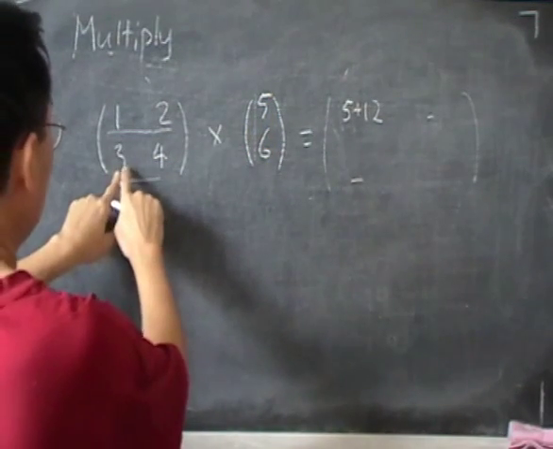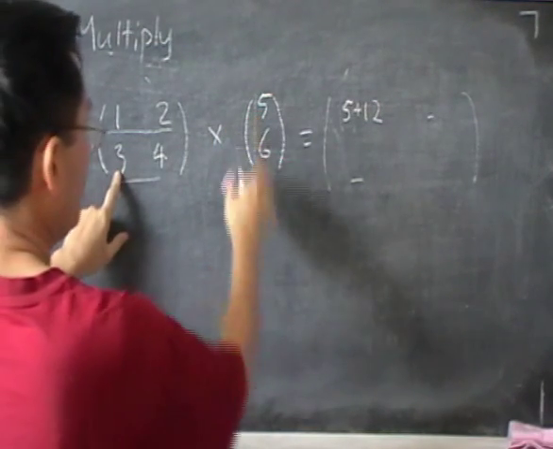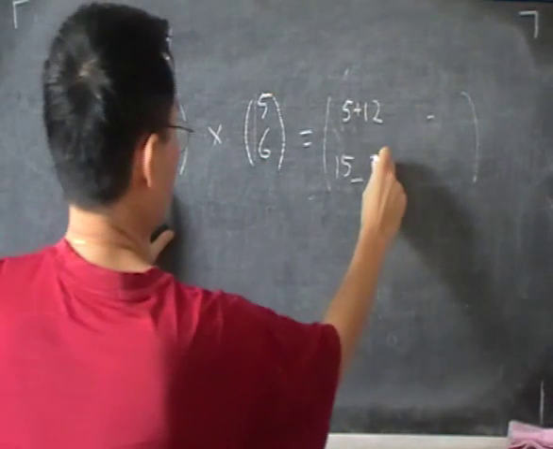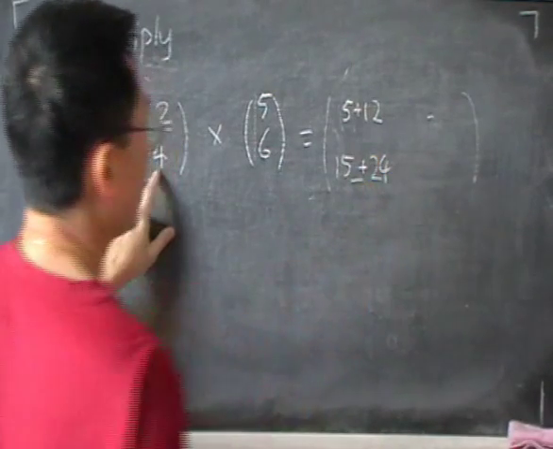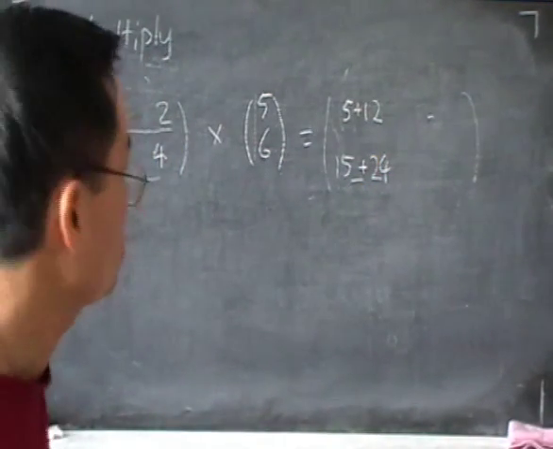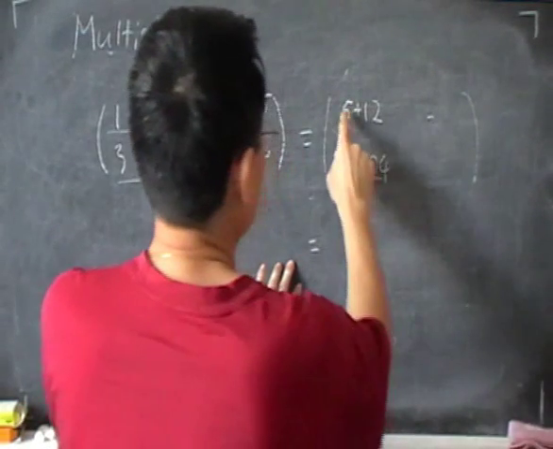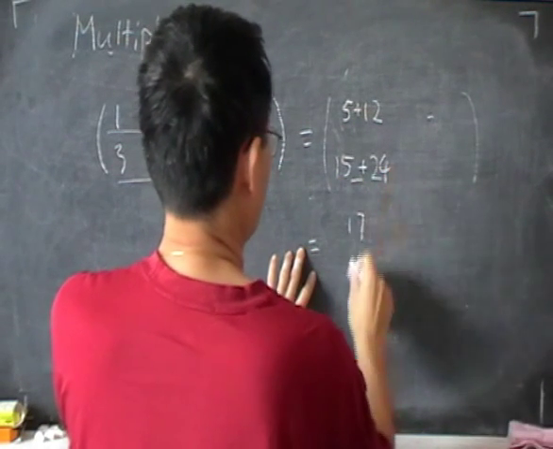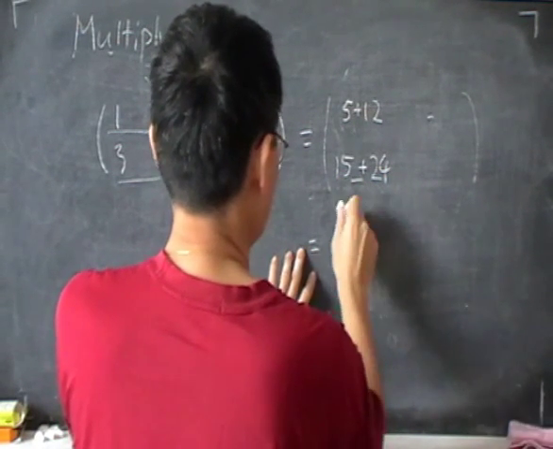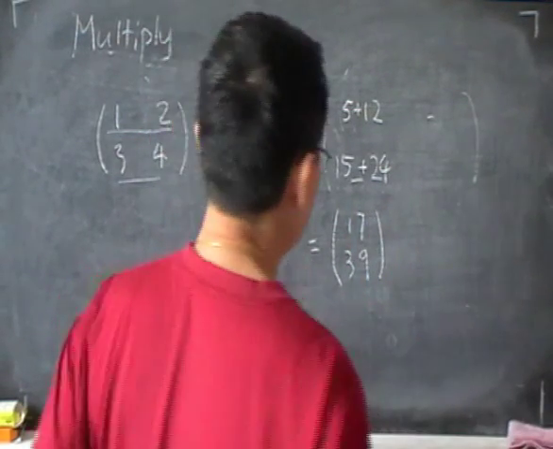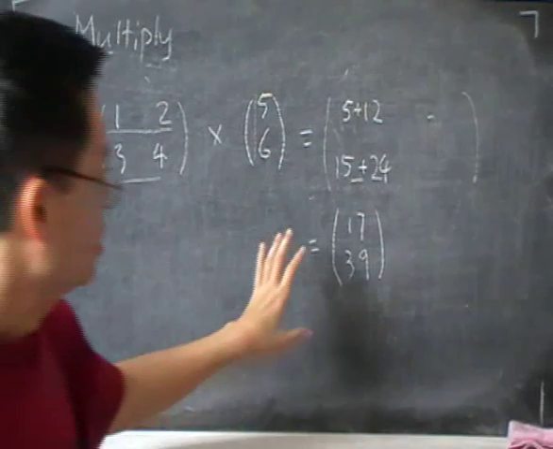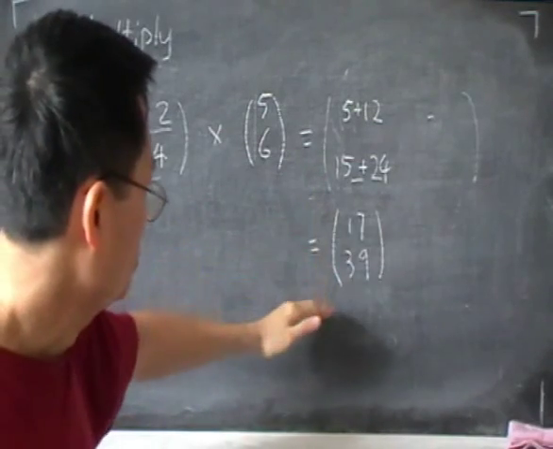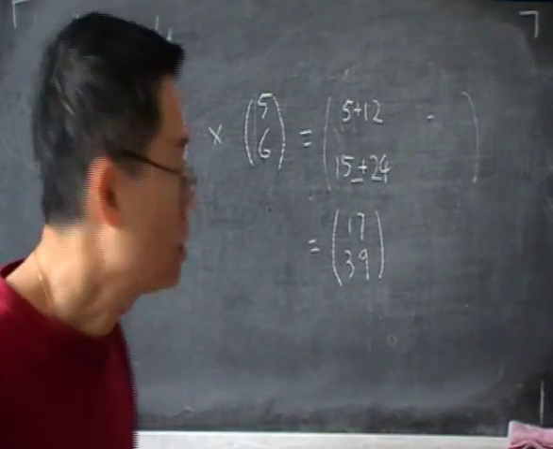And I multiply the first number by the first number, the second number by the second number, and I add them. And these are all I need to do. 5 plus 12, 17. 15 plus 24, 39. So my answer looks like that. It's 2 rows by 1 column, a 2 by 1 matrix.